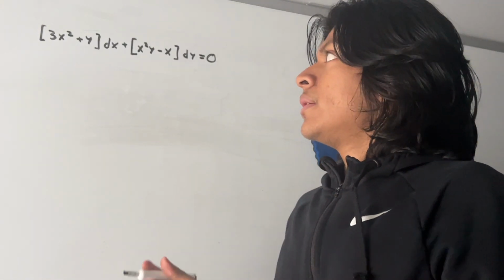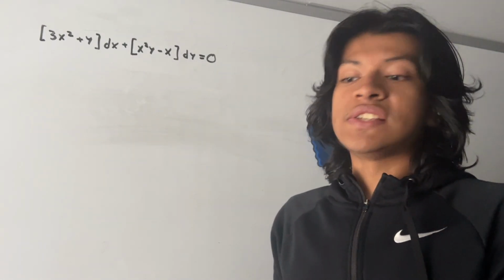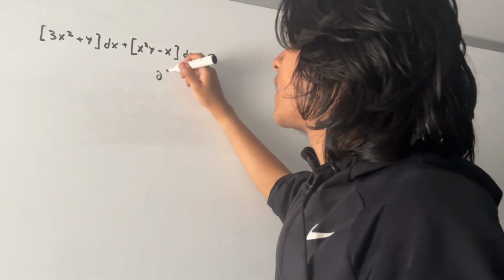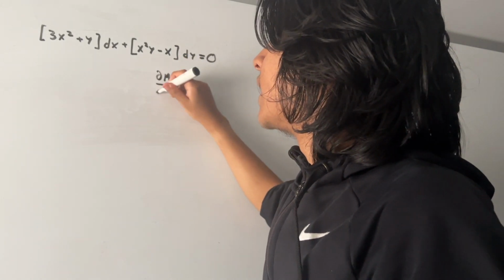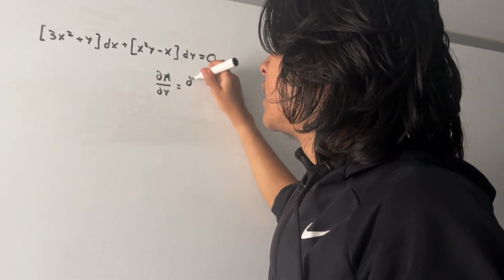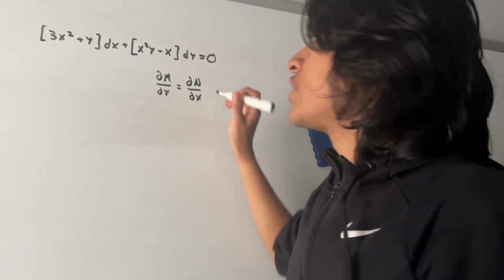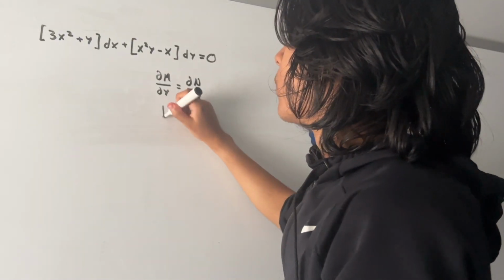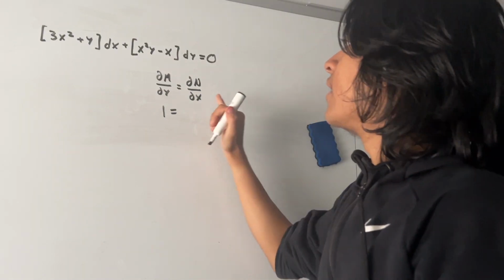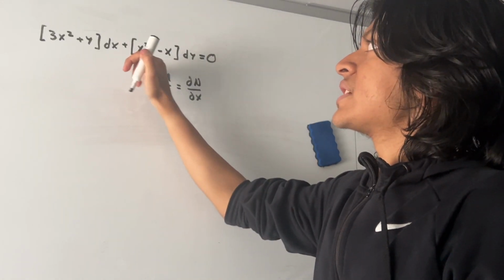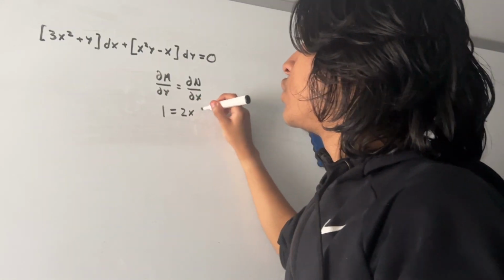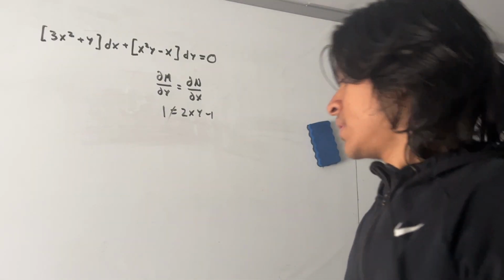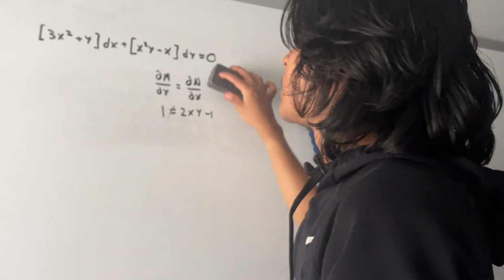So here, basically, we're just going to test for exactness first and make sure that we could use our integrating factors for this problem. So by definition of exactness, this right here should be true. If we took the derivative with respect to y on this side, we get 1. And on this side, if we took the derivative with respect to x here, we would get 2xy minus 1. And as you can see, that does not equal. So this is where we can use our integrating factors.